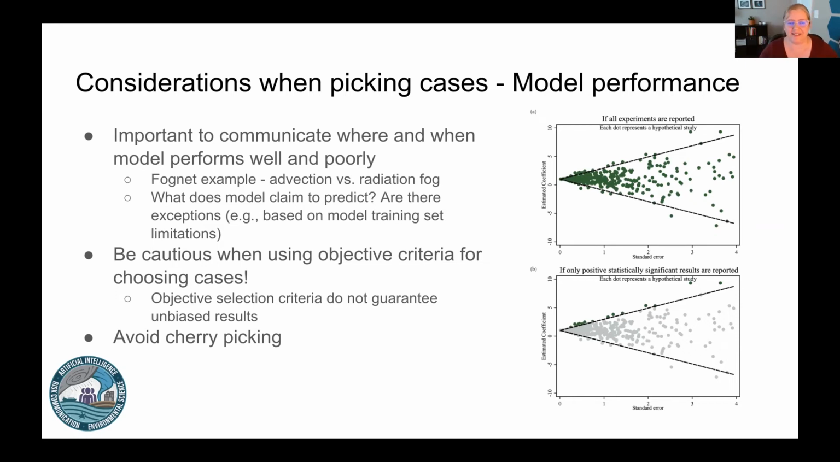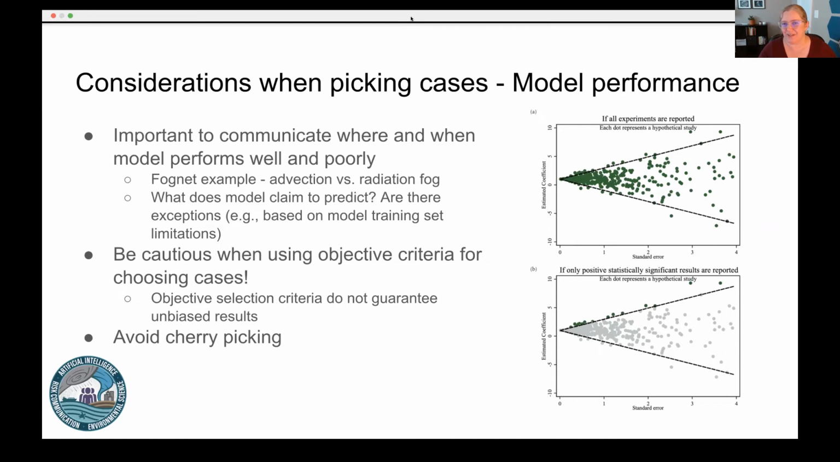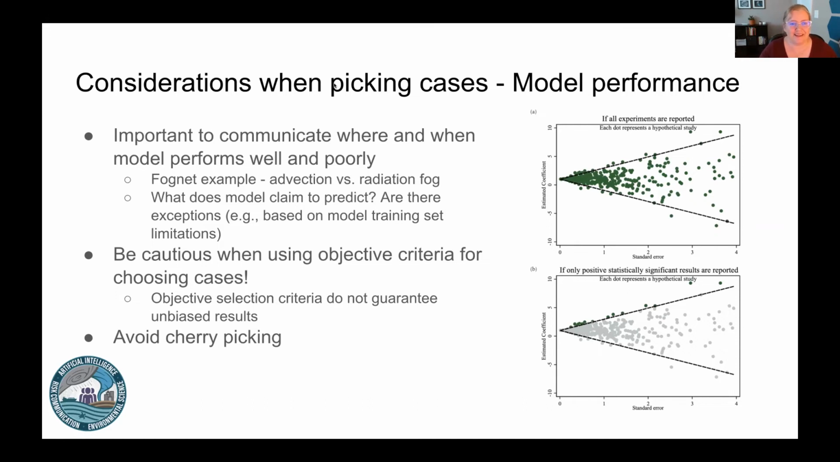So for the FogNet example, we had advection fog, which was a heavy part of the training data set, versus the radiation fog, which was a really small piece of the data set. So this is an example of how we can look at times when we expect the model to be good on things it's heavily trained on versus not as good for these rare events.